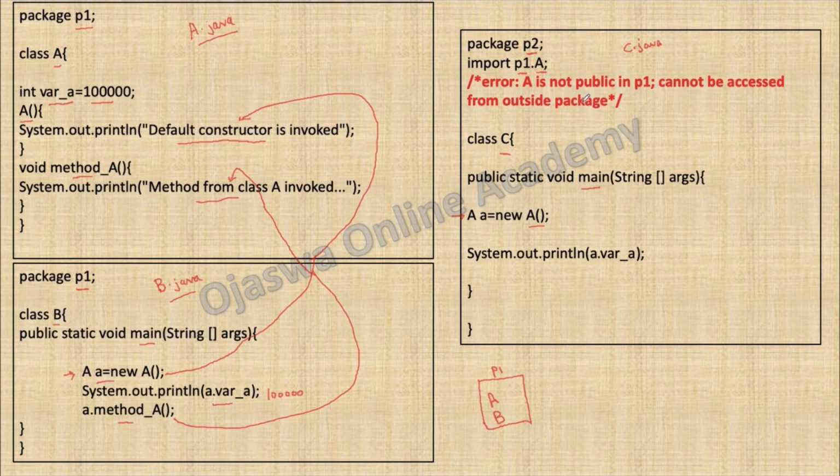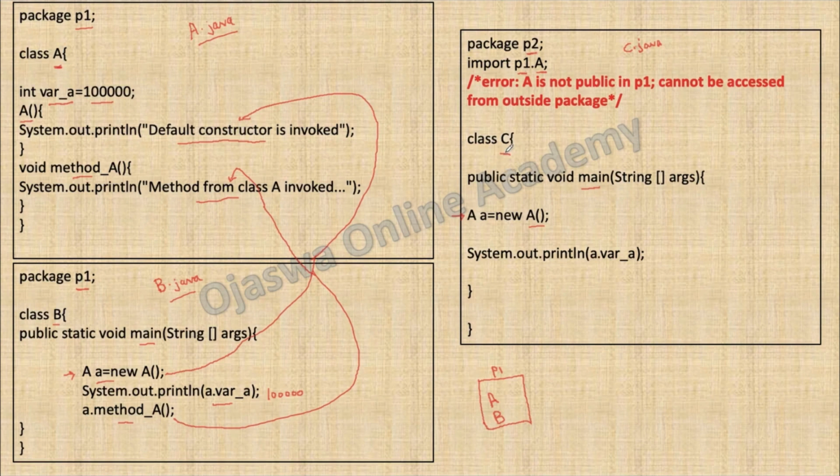from outside the package. So what is the compiler trying to tell you? That class A does not have public access. Public access is the access where you can access the class outside the package. In default access, you cannot access the class outside the package. You can access the class only within the same package.